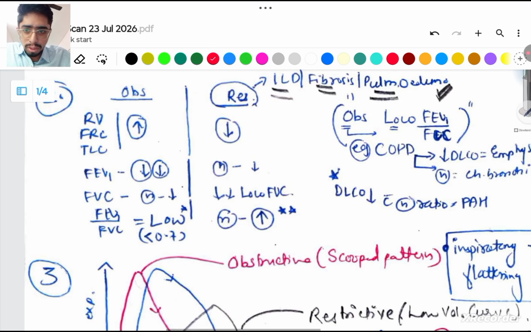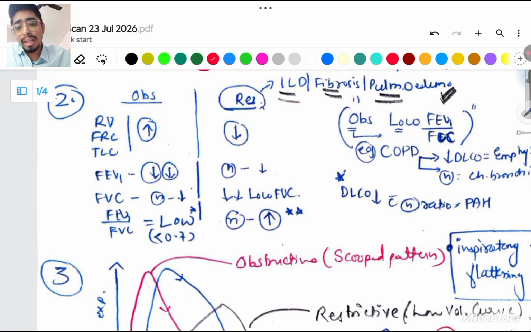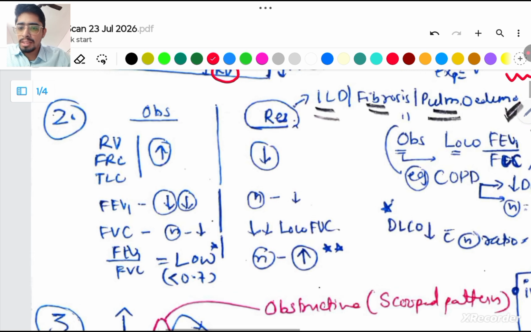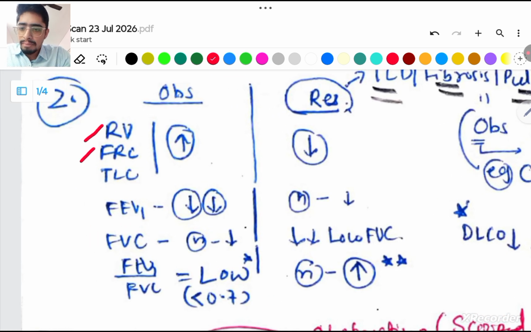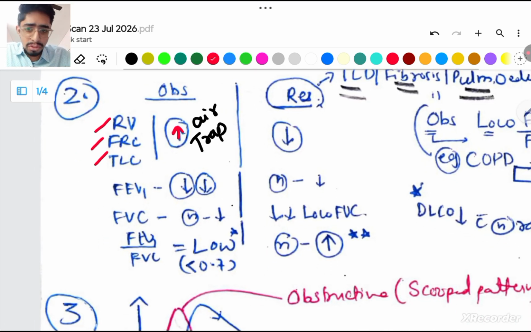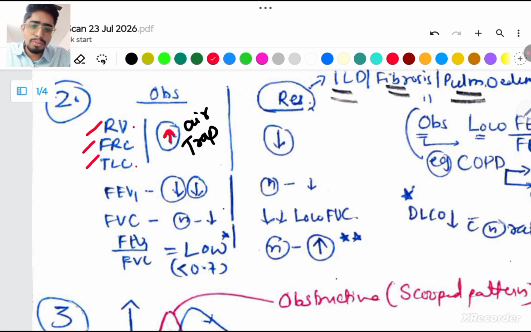Now let's take a look at the obstructive and restrictive types of disorders, which are among the core topics of the respiratory system. This is very conceptual to understand. In obstructive diseases, please remember that residual volume, FRC and TLC are increased, because there is air trapping. When the air is trapped, there is more residual volume, and definitely the FRC and TLC will also increase. For restrictive disorders, all of these values, RV, FRC and TLC, would be decreased.